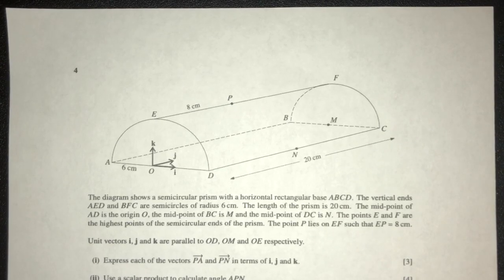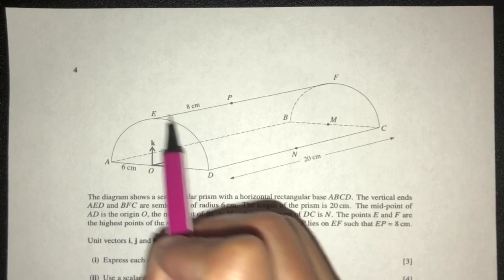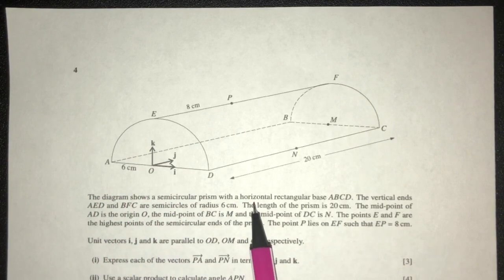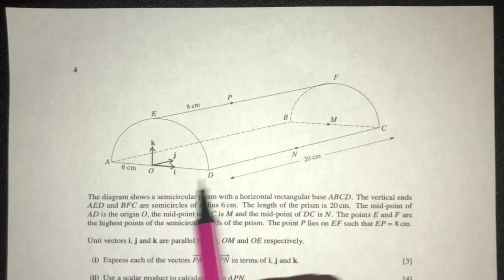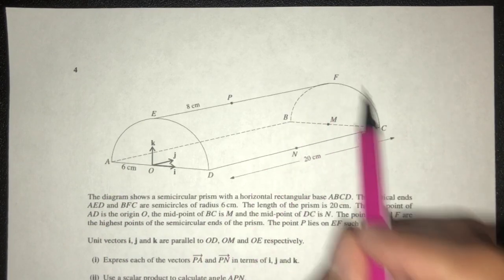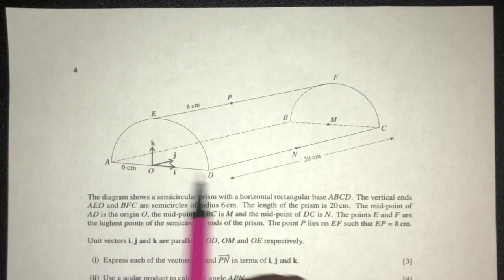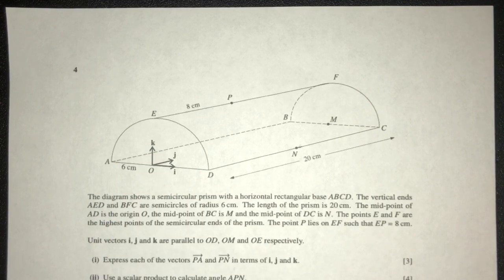Let's move on to the next question. The diagram shows a semicircular prism. As you can see, we have a cross-section area that is a semicircle with a horizontal rectangular base ABCD. So ABCD, now this is given to you in the diagram. Now the vertical ends are AED and BFC. Okay. The radius is 6, this is 6, this is 6, and this is also 6.